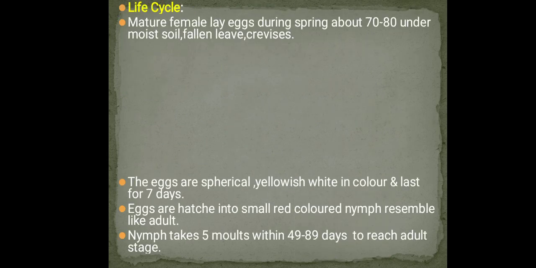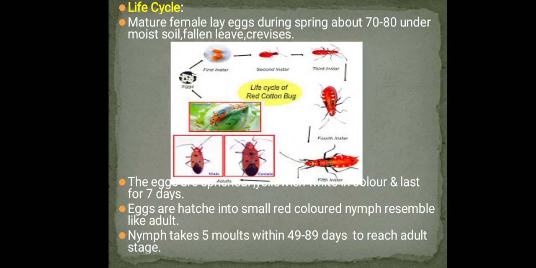Then we see the life cycle of this bug. A mature female can lay about 70 to 80 eggs during the spring season under moist soil, fallen leaves and crevices. The eggs are spherical, yellowish white in color and last for 7 days. The eggs hatch into small red nymphs that resemble the adult. The nymph takes about 5 molts within 49 to 89 days to reach the adult stage.